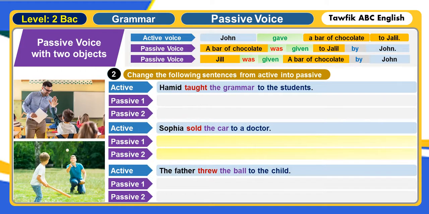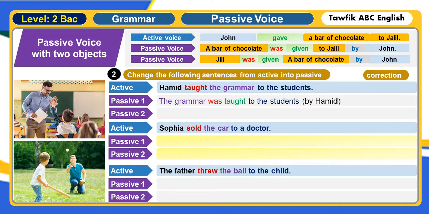Change the following sentences from active into passive. Hamid taught the grammar to the students. Sophia sold the car to a doctor. The father threw the ball to the child. So we say, Hamid taught the grammar to the students. We start with the grammar. So the grammar was taught to the students by Hamid. Or the students were taught the grammar by Hamid.